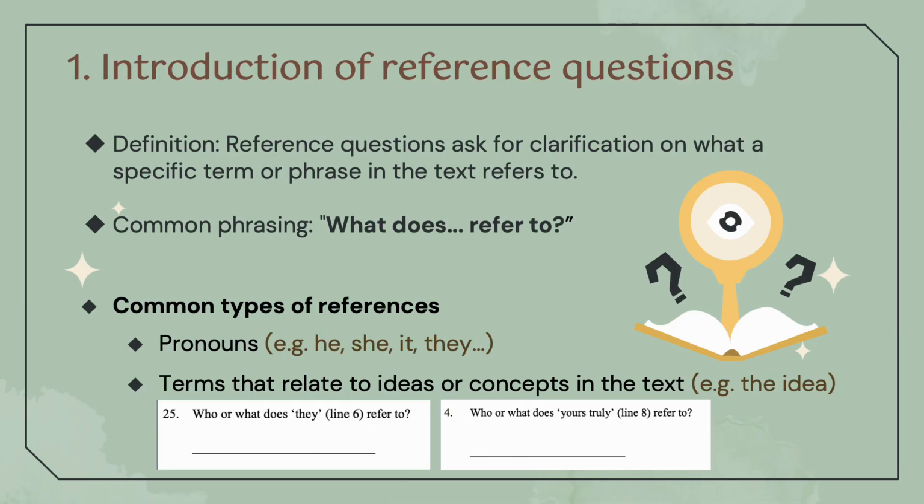First, let's define exactly what we are looking for. A reference question asks you to clarify a specific term. Usually, we are dealing with 2 types of words. The first type of words is pronouns, like he, she, it. Another type of words is conceptual terms. Phrases like the idea, this problem, or the phenomenon are the examples. Your job is to be a detective. You need to find the original noun or idea that this shortcut word is standing in for.